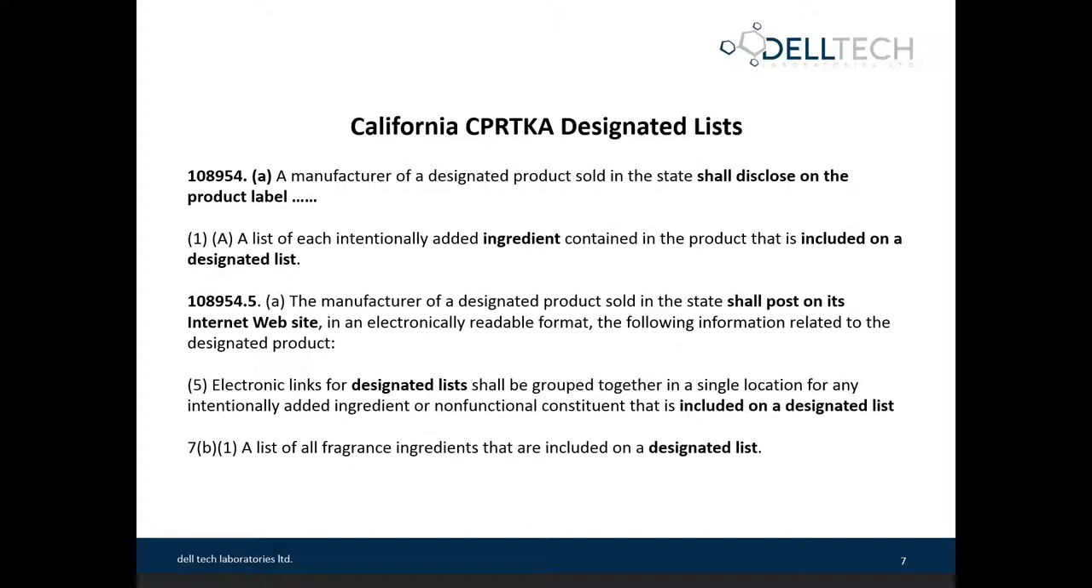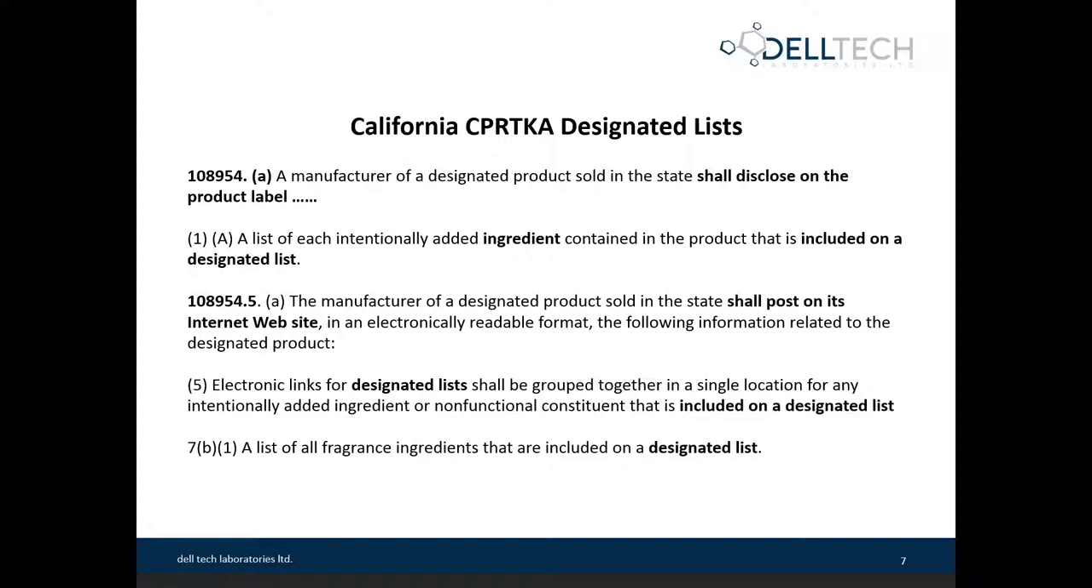So the California Clean Product Right to Know Act refers to designated lists. And these designated lists are important because you need to disclose on the product label any intentionally added ingredient that is included on a designated list. And on your website, you have to include a list of the ingredients along with a CAS number for the ingredients, the function of the ingredients, and whether those ingredients are on one of these designated lists. They also want a list of all fragrance ingredients that are on a designated list.